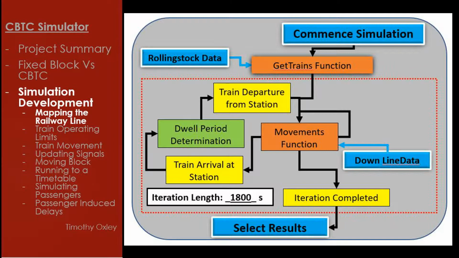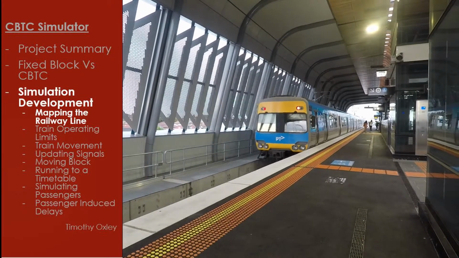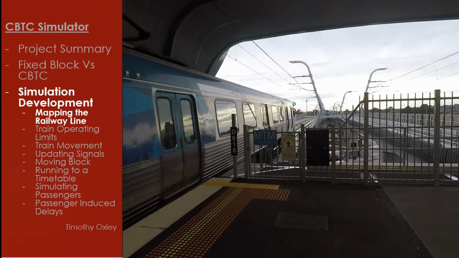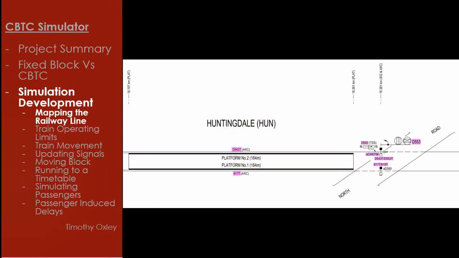Project development. Mapping the railway line. The locations along the railway line are stored in downline data, where down represents the direction of travel away from the city and up would represent the line travelling towards the city. This has been achieved by analysing the signalling area designs provided by the Caulfield to Dandenong Level Crossing Removal Project. It includes the locations of all signals and all station platforms.